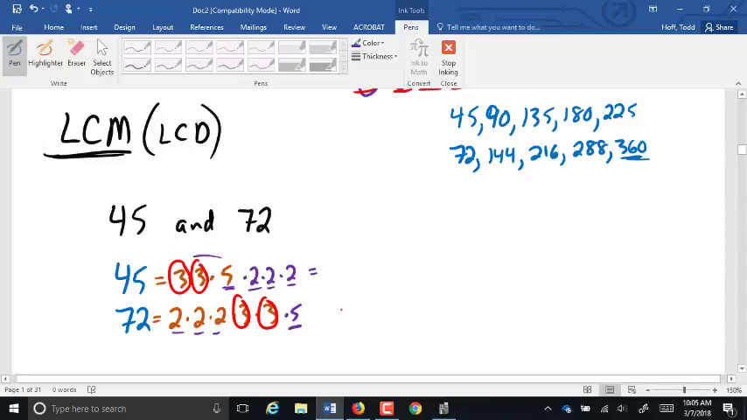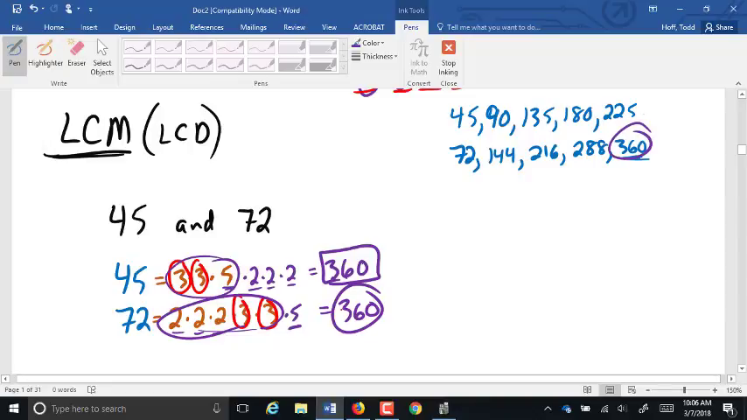So on top, this is 45 times 8, which is 360. Down here, this is 72 times 5, which is 360. So 360, as we found up here in the list if we kept going, is our least common multiple.